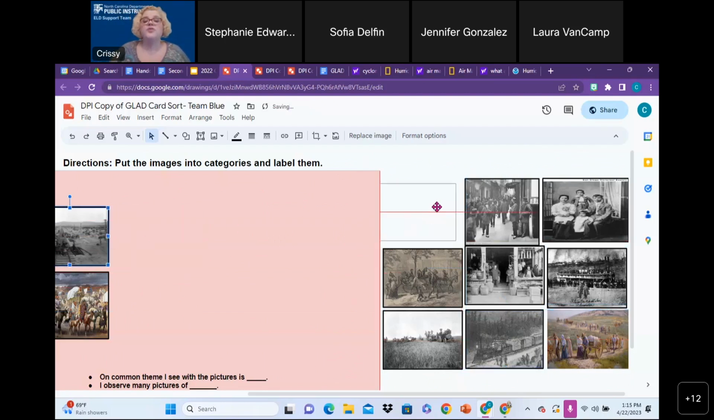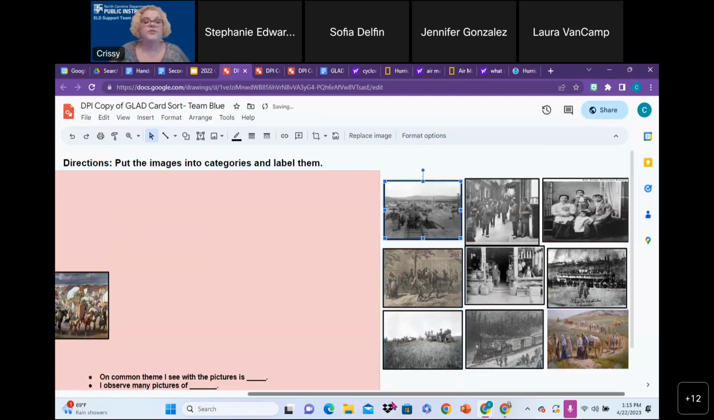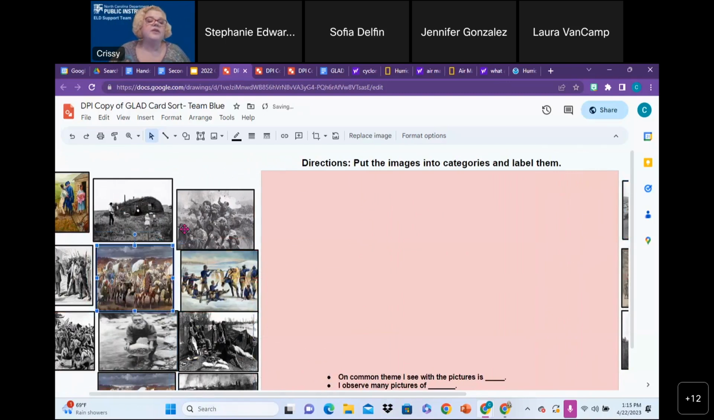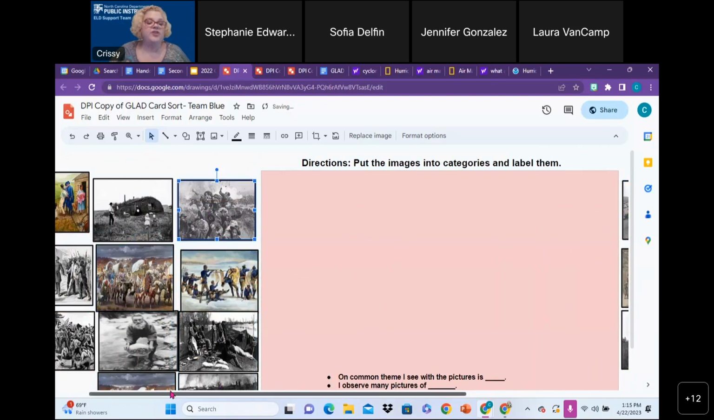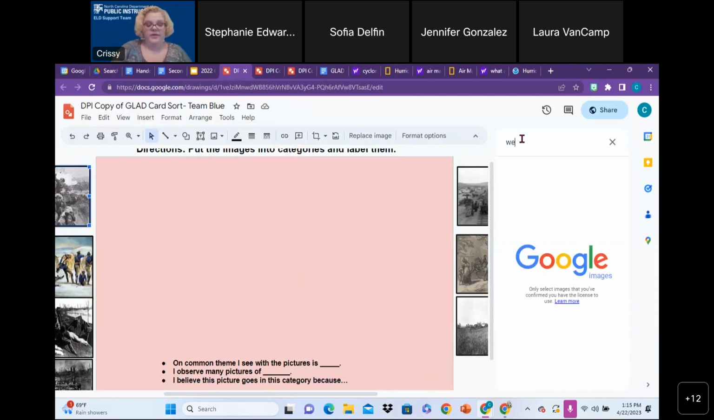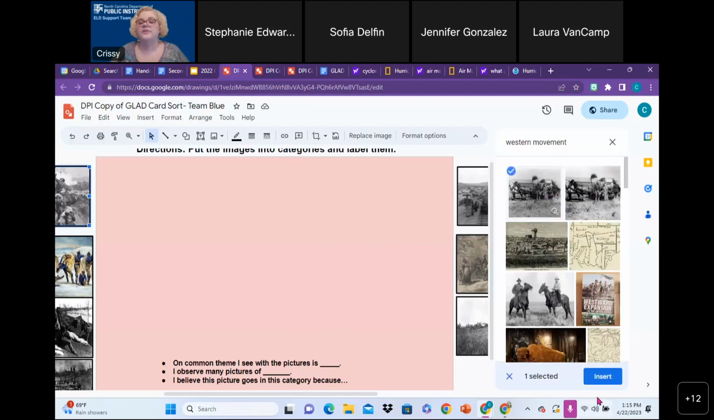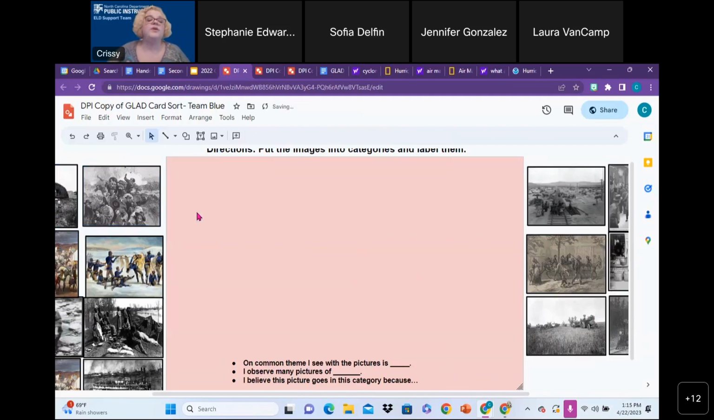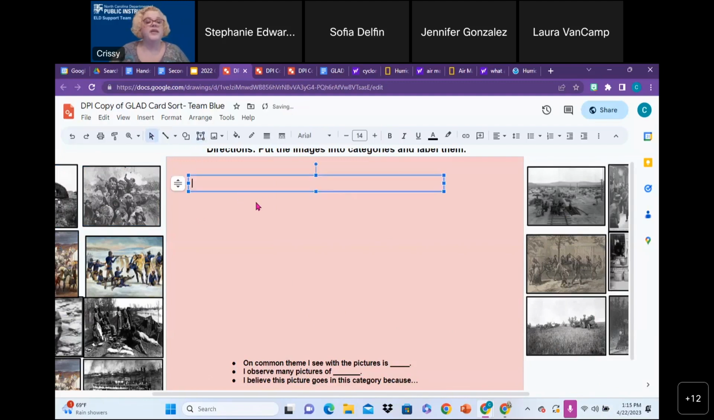This is the way that you can do it digitally. You can also use Google Jamboard to do it digitally, whichever you prefer or are used to. If you want to insert a picture here, I'll just show you really quickly. Insert image, search the web, type Western movement, hit an image, hit insert, and there it goes. It's very simple to do. If you want to put categories in here, very simple to do. So that's how you might do it digitally.